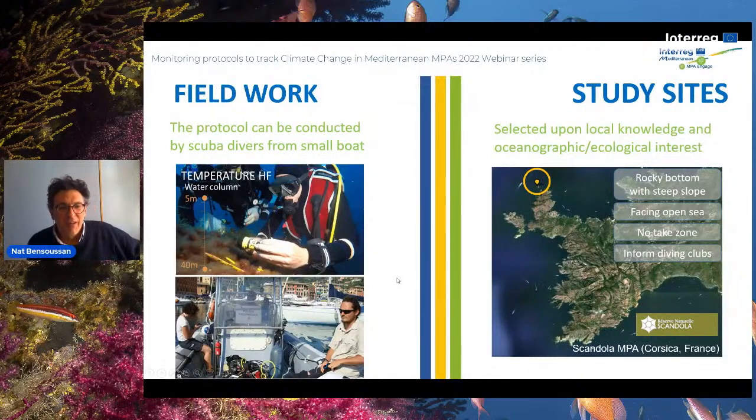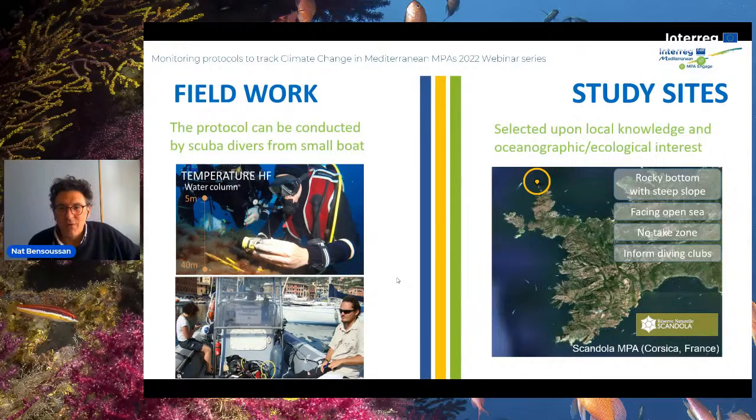About the field work, it's not about heavy infrastructure, big boats, or moorings. It can be implemented by scuba divers from small boats, as illustrated here in the Portofino MPA in Ligurian Italy.